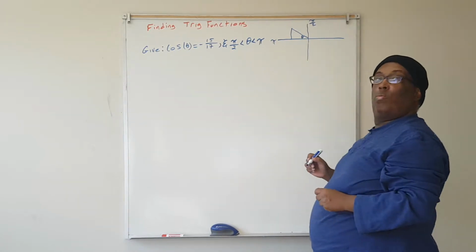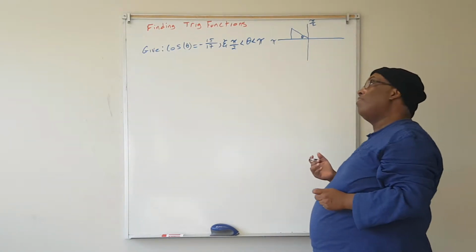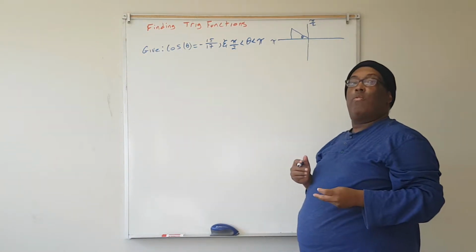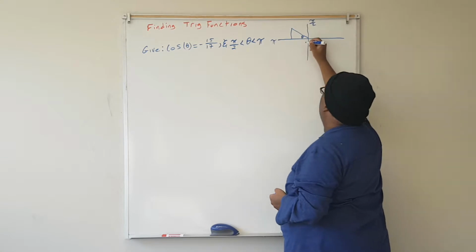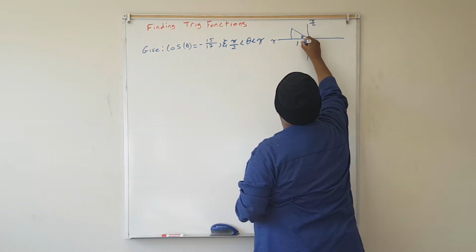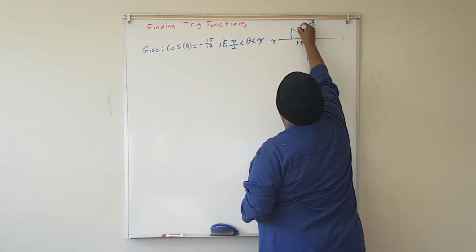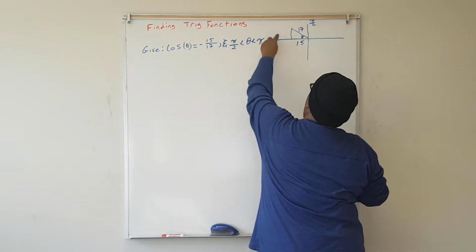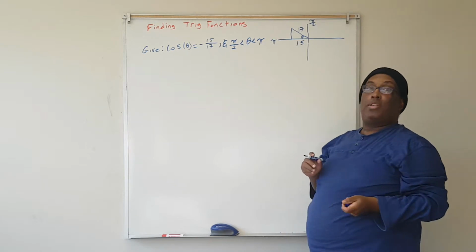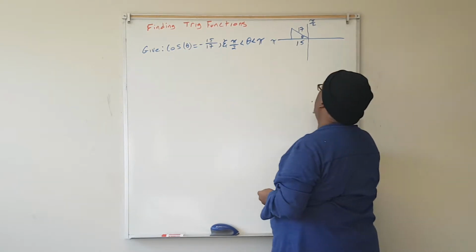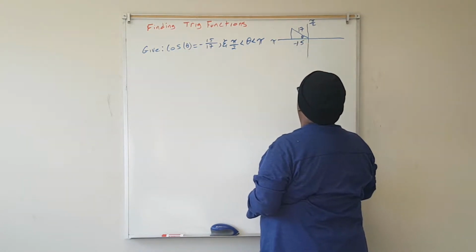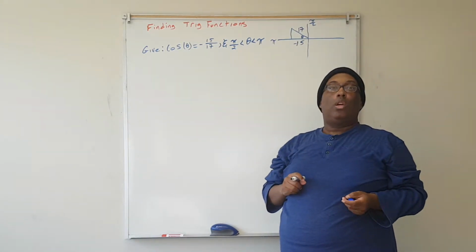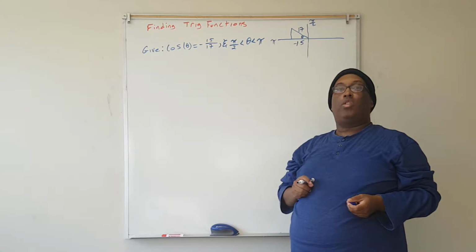Now we have to remember cosine is adjacent over hypotenuse. So adjacent would be here, hypotenuse would be here. Now we have a negative fraction. The hypotenuse is always positive, so that means the 15 has to be negative. And now we have to find this altitude. To find the altitude, we can use the Pythagorean theorem.